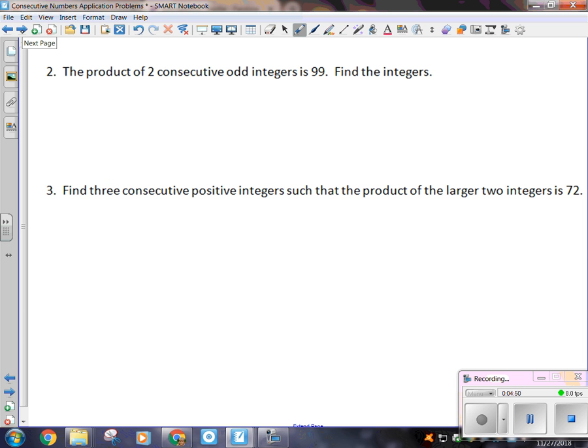Number 2, product of 2 consecutive odd integers. Okay. Now remember, I'm looking for odd numbers like 3, 5, 7, 9, 11, 13, and so on. The product, that means I'm multiplying. I'm going to first start by trying to guess and check. Well, these are 2 consecutive, and they're both odd.